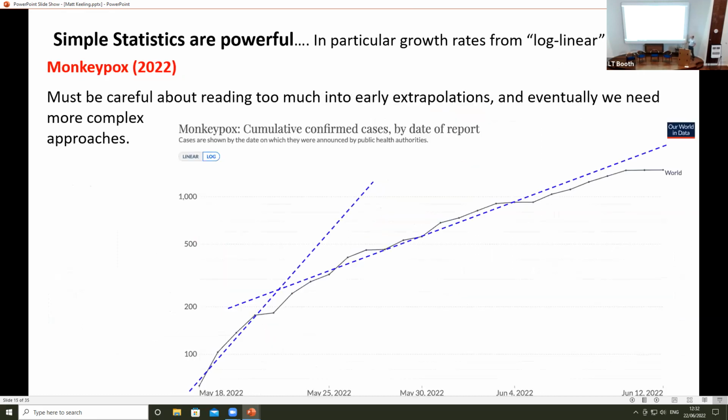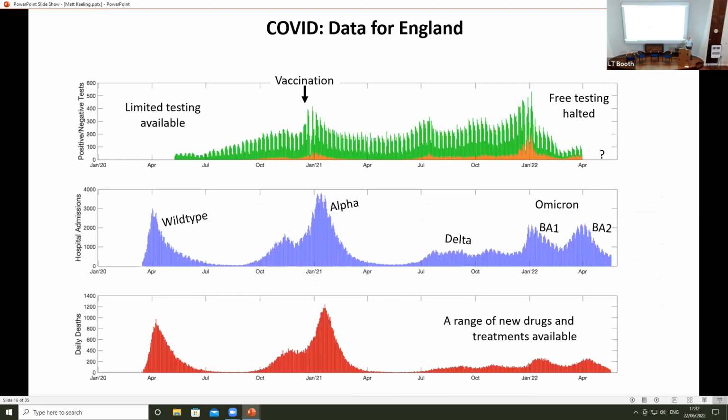But we have to be careful. So this is some of the data that's coming in on monkeypox at the moment. Some of the early projections were really based on this first line of, oh, look, it's increasing incredibly rapidly. It's now slowing down, and it's probably slowing down even more. So we have to be very careful about reading too much into these early extrapolations. And that's why we need the modelling to really come in.